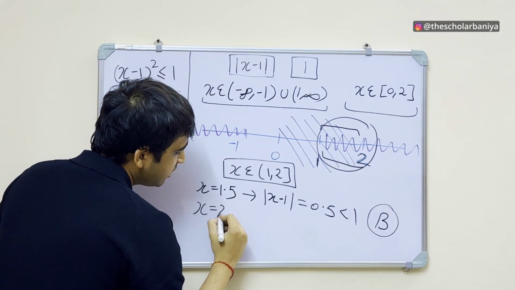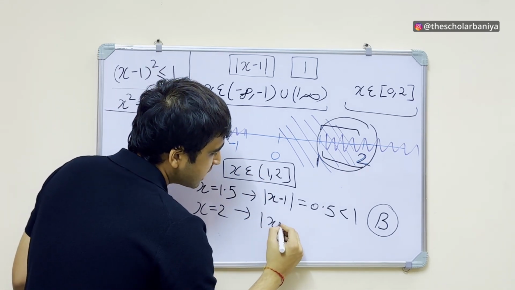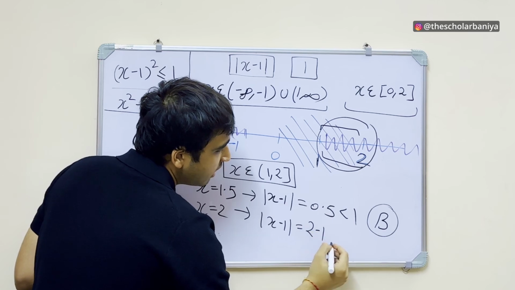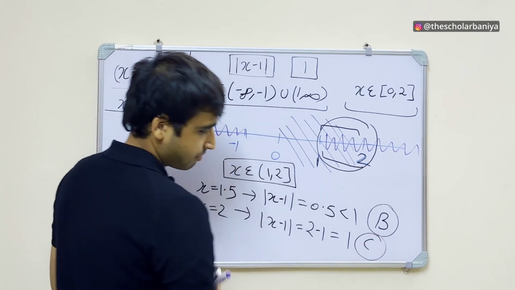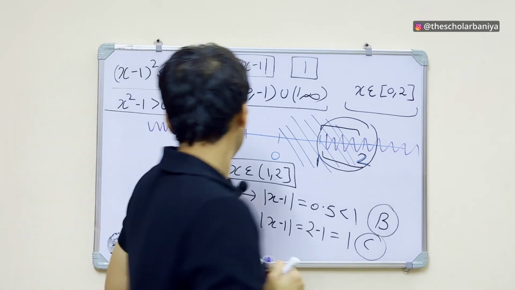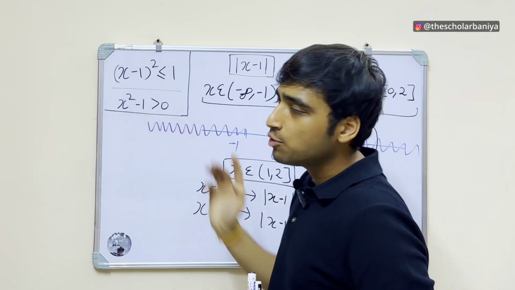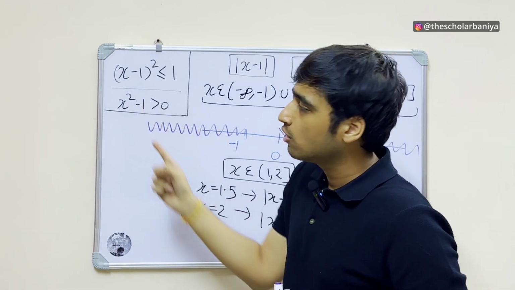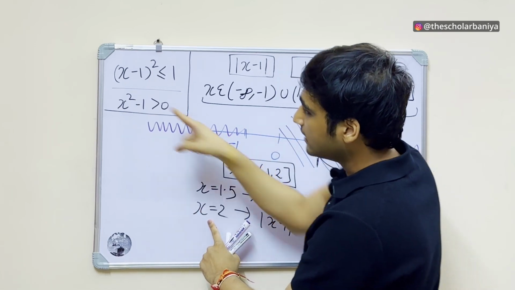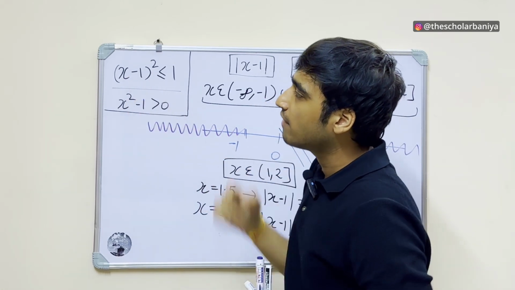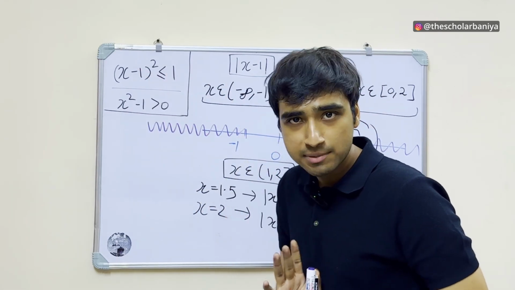But if we take x equals to 2, because x equal to 2 is also possible, then mod of x minus 1 will be how much? 2 minus 1, which is equal to 1. So the answer is C, right? You can see also that x equal to 2 satisfies both of these equations. If you put x equal to 2 over here, so 2 to the power 2 is 4, 4 minus 1, 3. 3 is greater than 0, absolutely satisfies. If you put x equals to 2 over here, so 2 minus 1 is how much? 1. 1 square is 1. 1 is less than equal to 1, absolutely true.